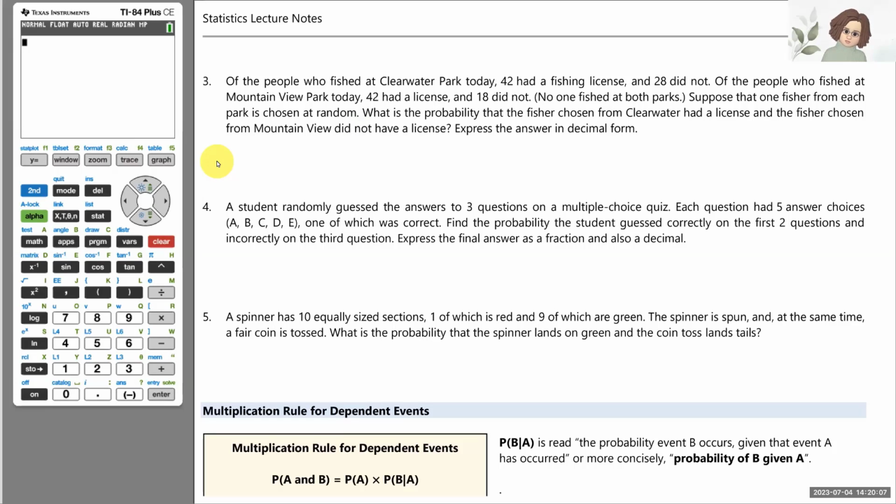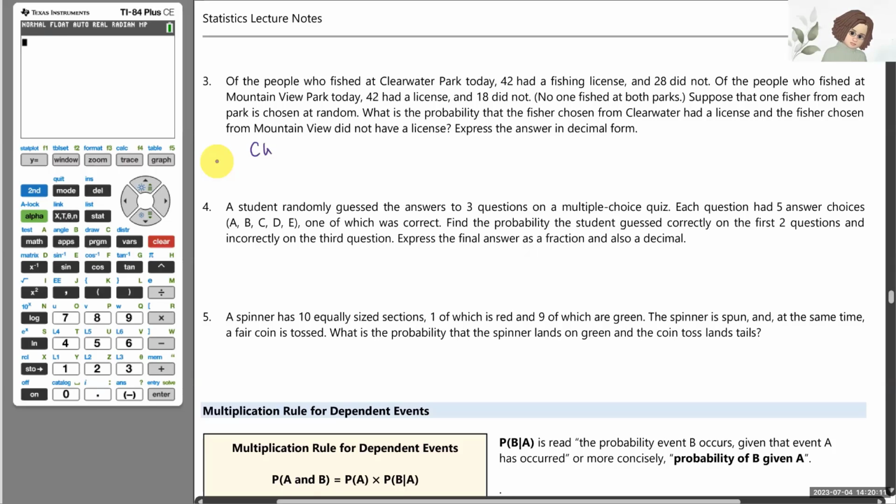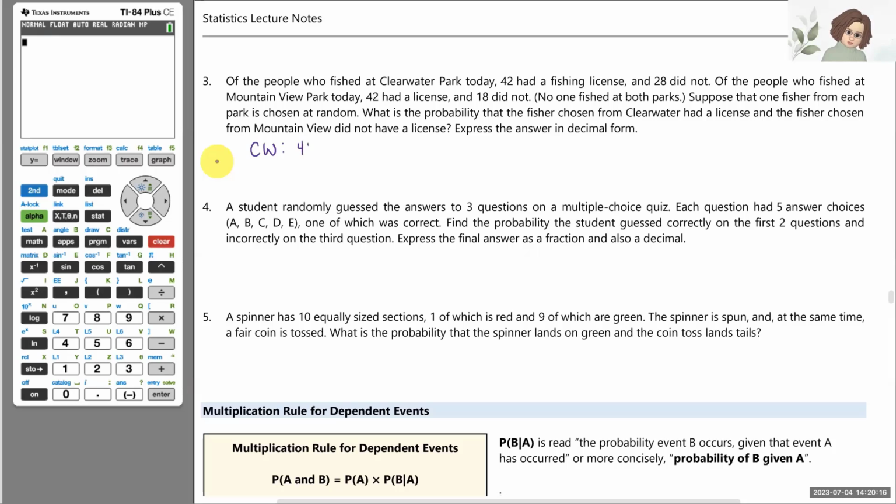So just to abbreviate, I'm going to call Clearwater CW. Clearwater Park had 42 people with a license plus 28 without a license, giving me a total of 70 people fishing there. And then at Mountain View Park, I'll call it MV, we had 42 people with a license plus 18 without a license, giving us a total of 60 people fishing there.